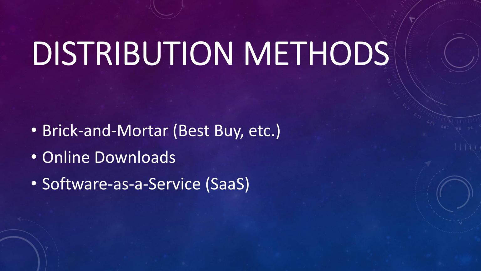Sometimes you go to a physical store or get it through the mail, and you physically obtain a physical copy of the software. This could be on a disk or a flash drive or something like that. You can hold it in your hand, and then you install it onto your computer. There are also online downloads where you go to a company's website, you download the software, and with that file that you downloaded, you install it onto your computer.